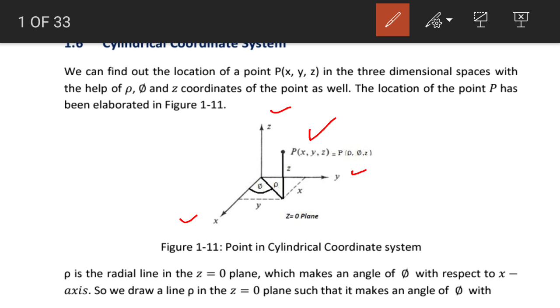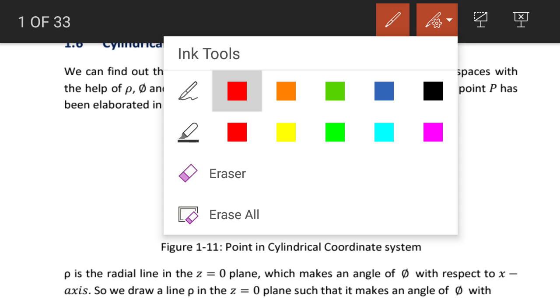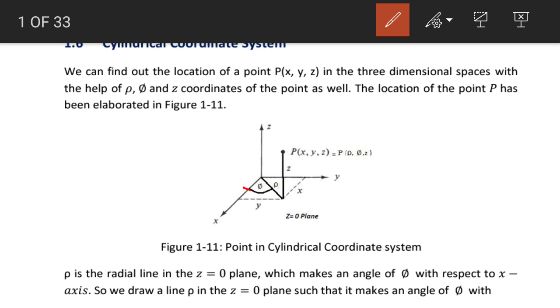So we consider the x coordinate of this point along the x-axis, the y coordinate of this point parallel to the y-axis, and the z coordinate of this point parallel to the z-axis. Thus we get this point with the help of x, y, and z coordinates. So in order to draw this point in the rectangular coordinate system, we consider the x coordinate along the x-axis, the y coordinate parallel to the y-axis, and the z coordinate parallel to the z-axis, and thus we get this point in the rectangular coordinate system.